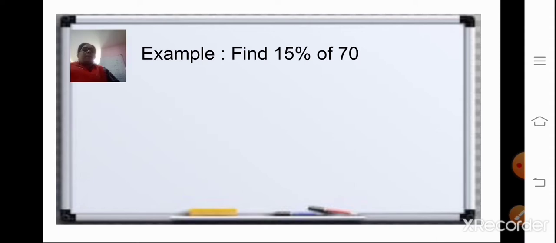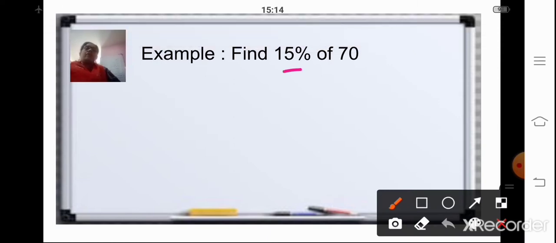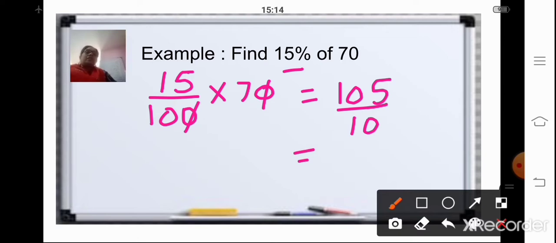The first point is we have to change the percent into a fraction. What is the percent here? 15%. So we will change it into a fraction and write it as 15/100 and then multiply it by 70. Now here you can cancel this 10. Now 15 × 7 is 105/10. Now I'll write the answer using the decimal point because it is divided by 10. As it is divided by 10, your decimal point will be after one digit, that is 10.5. So 15% of 70 is 10.5.